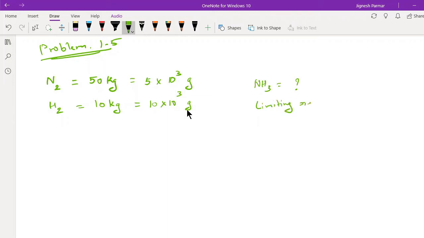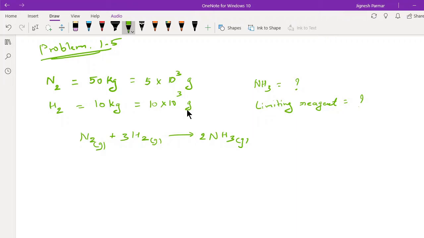Whenever you are going to find a limiting reagent, the very first requirement is that you should know how to write a balanced equation. It is obvious that when nitrogen reacts with hydrogen, a Haber process takes place and gives NH3. Let's balance this. It will be 2, then this will be 3. This is gas, and this is also gas. So guys, this is the chemical equation that we have written.